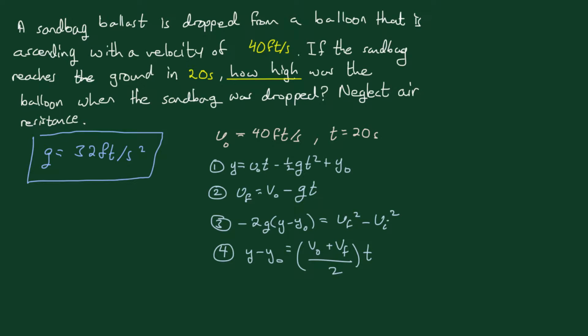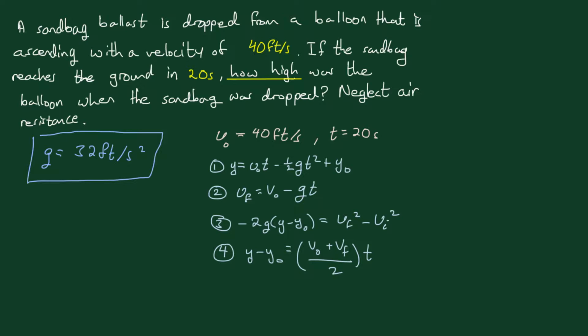Alright, so in this problem, what we're going to be trying to do is to find the height of a balloon when a sandbag ballast is dropped from the balloon. So the problem reads, a sandbag ballast is dropped from a balloon that is ascending with a velocity of 40 feet per second. If the sandbag reaches the ground in 20 seconds, how high was the balloon when the sandbag was dropped? Neglect air resistance.